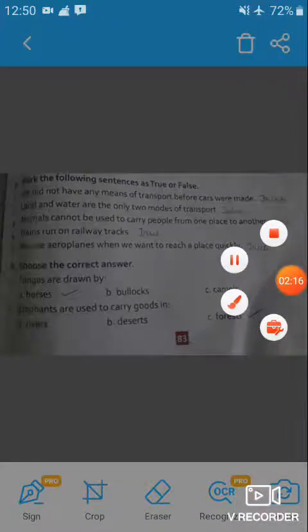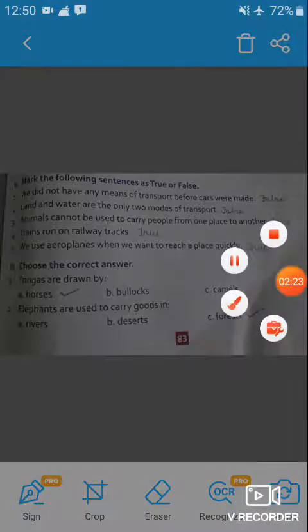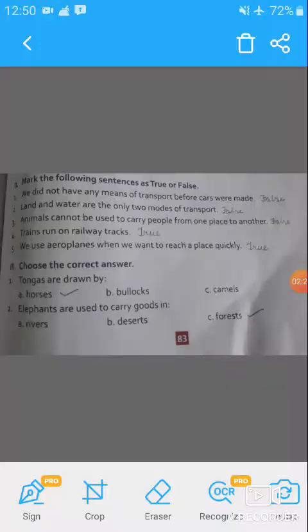Now we are going to discuss question number 3, that is, choose the correct option, from your textbook. So students, look here. Question number 3, choose the correct answer. Question number 1 is: tongas are drawn by. Here the options are horses, bullocks or camels.